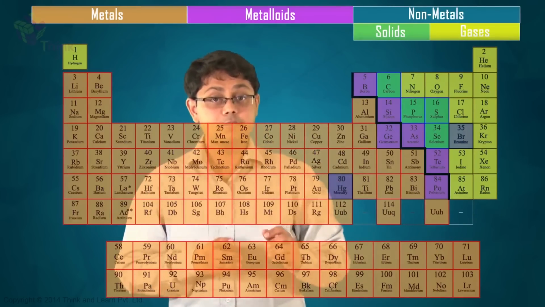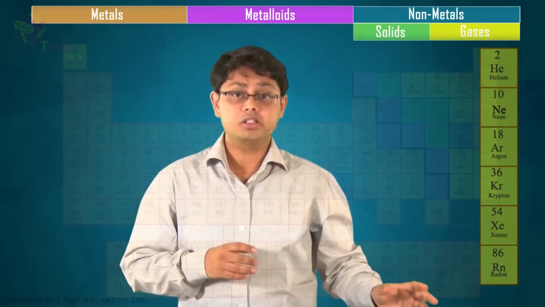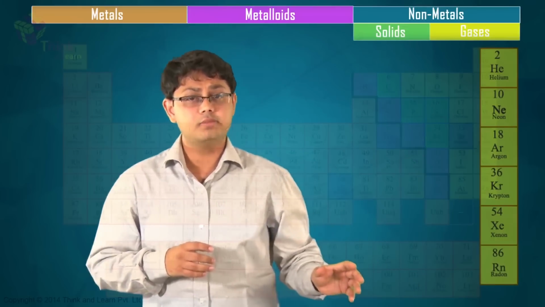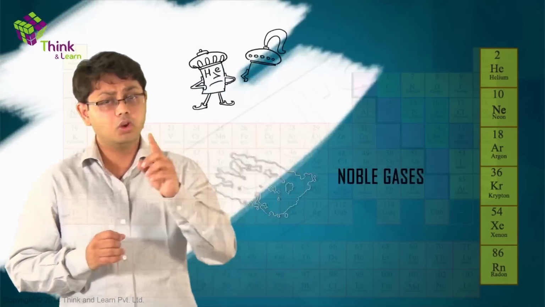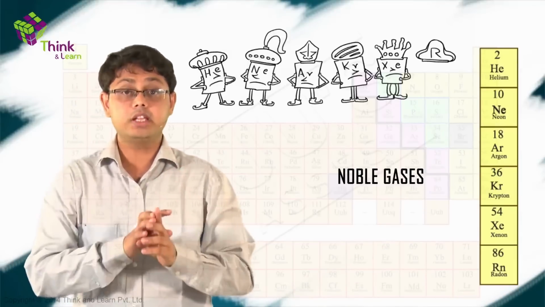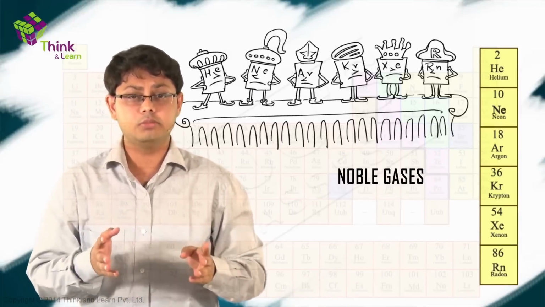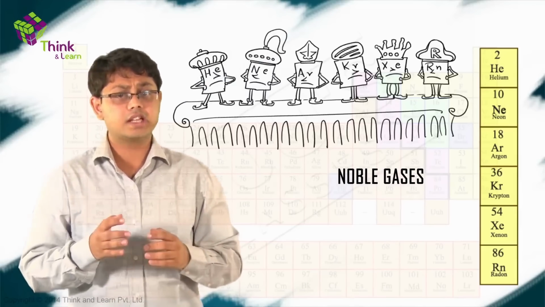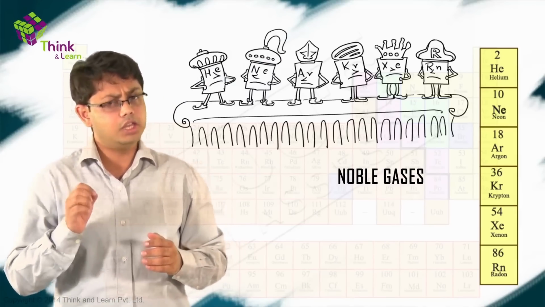First up, in column 18, at the far right-hand side of the table, is a set of elements known as noble gases. Noble because these elements, like nobility, don't interact with commoners. That is, they don't react with other elements and they remain noble. They act this way for a reason. Before we understand that, we will need to know more about this elusive particle known as the electron.